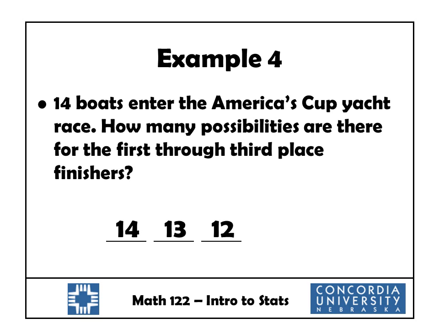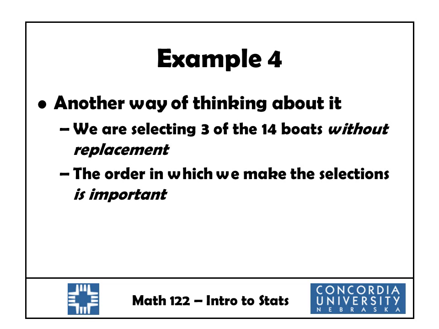Now for the second place, I only have 13 possible choices. It's because the same boat can't do the first and the second place. Then for the third place, I have only 12 possible choices. So I multiply them and I get 2,184. So there's my answer. Well, now let's think about this problem in a slightly different way.